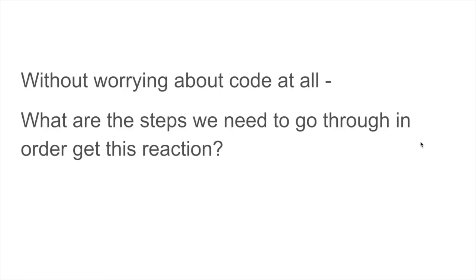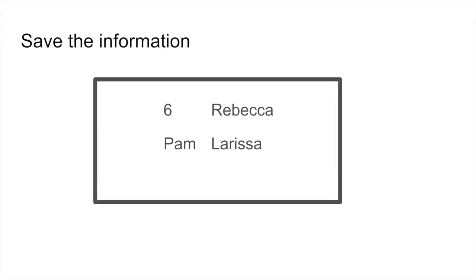So we're not going to think about the code at all. We're not going to worry about that. We're just going to think about if we wanted something like this to happen, what are the steps that we would need to go through in order to get this reaction? So the first thing we would need to do is we have to save that information. So the things that we're entering into that field, into that form, we don't just want those to disappear. Once we click the submit button, we don't just want the fields to clear. We need to hang on to that information. So we need to collect it.